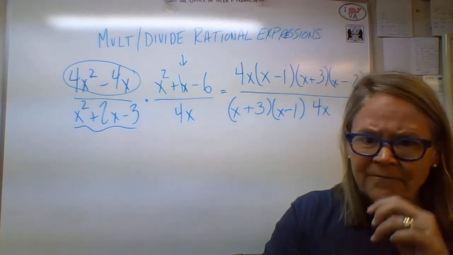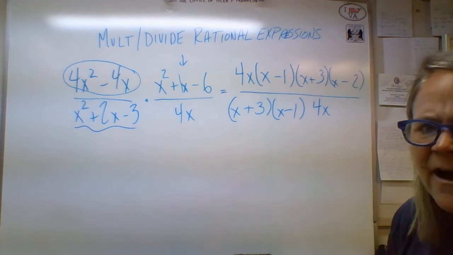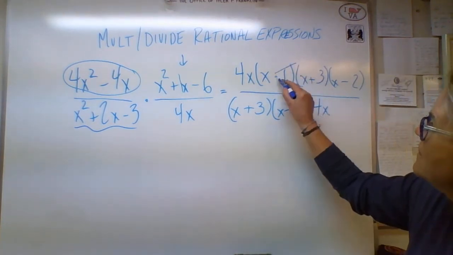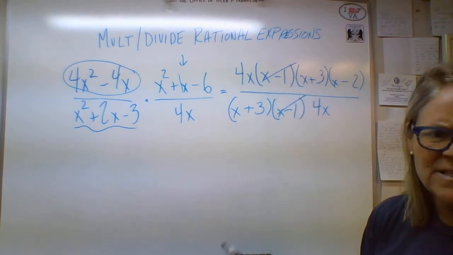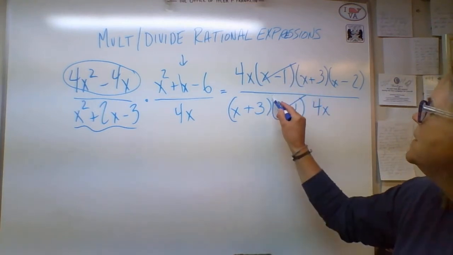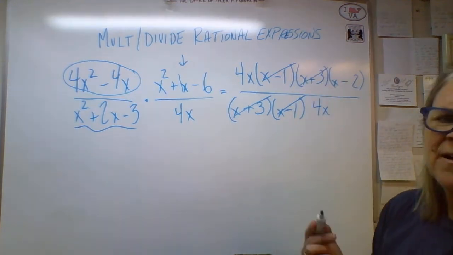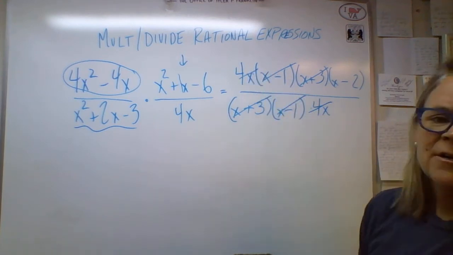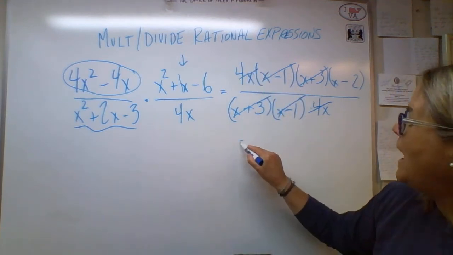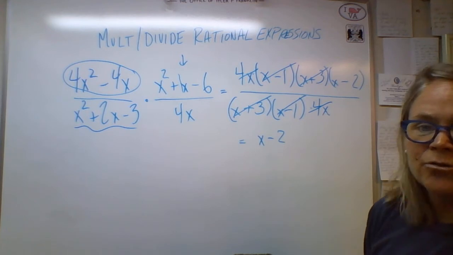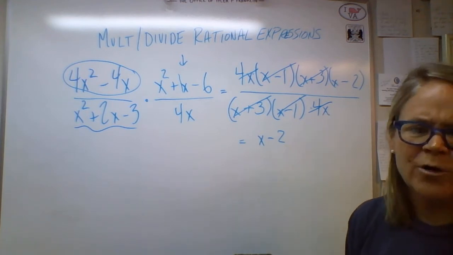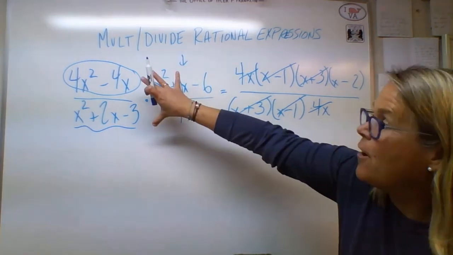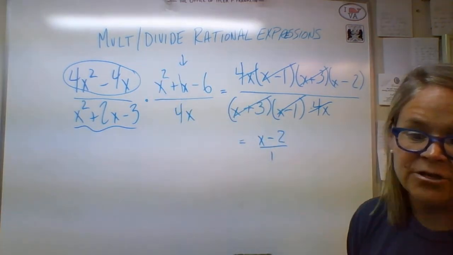So now, once you're done factoring, are there any common factors, top with bottom, same thing being multiplied? 4x. So what is my answer? I'm left with x minus 2 over nothing. You could put over 1. But really, that big problem is just x minus 2.